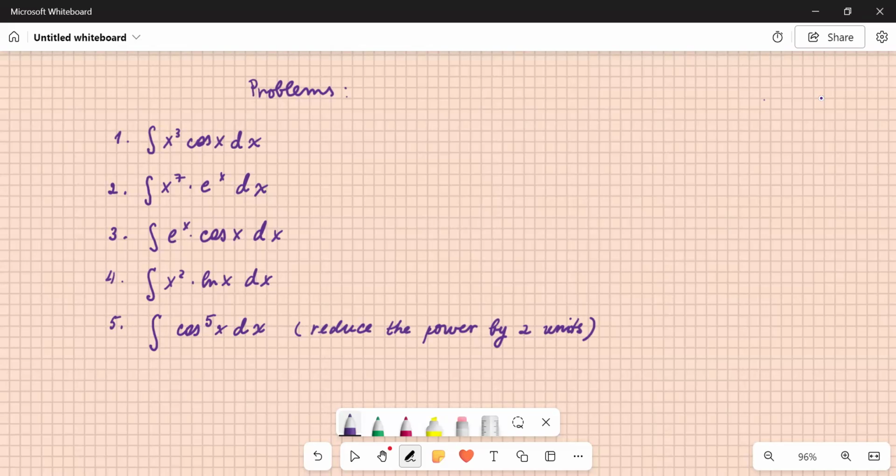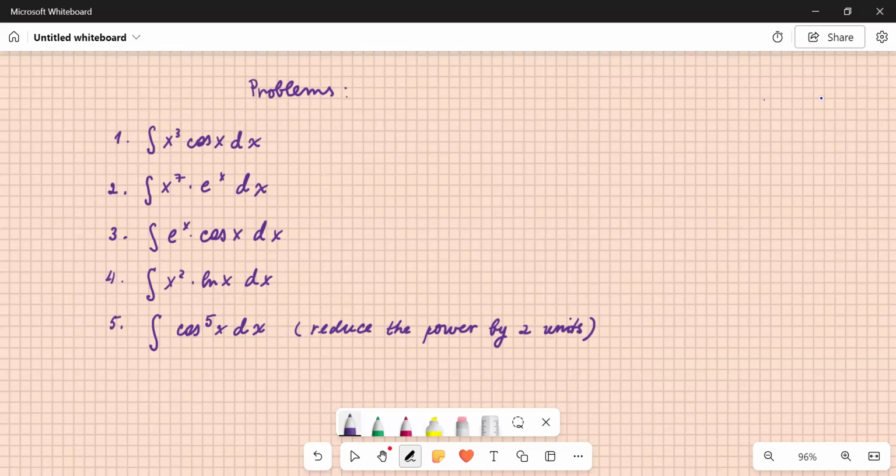Second problem, exponential and x to the power of 7, the power function. Third problem, exponential and cosine, trigonometry and exponential. Fourth problem, inverse and the power function. And fifth problem, reduction formula. Here, I don't want you to use the formula. I want you to obtain the formula for a specific power of 5 and reduce it by 2 units.